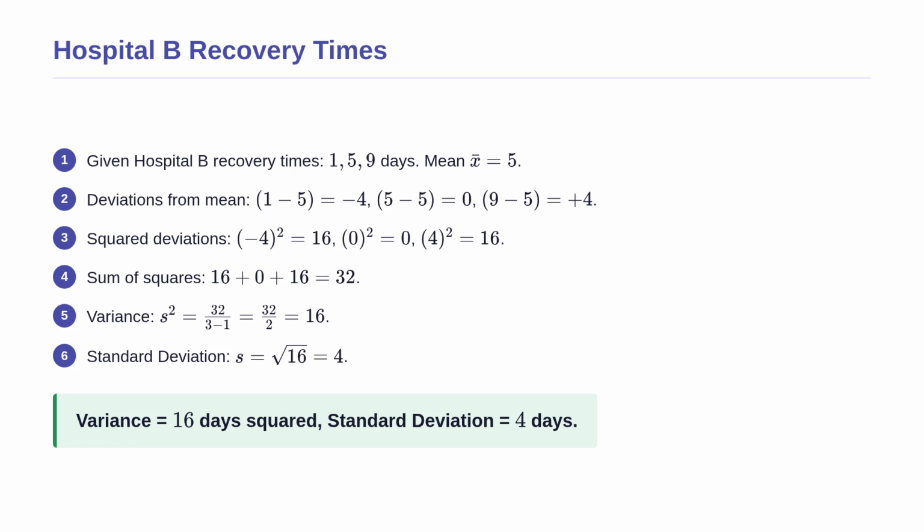Since we have 3 patients, our degrees of freedom is 3 minus 1, which is 2. Dividing 32 by 2 gives a variance of 16 days squared. Finally, we take the square root of 16 to find our standard deviation. The final answer is 4 days. Physically, this means a patient's recovery time deviates from the 5-day average by about 4 days.